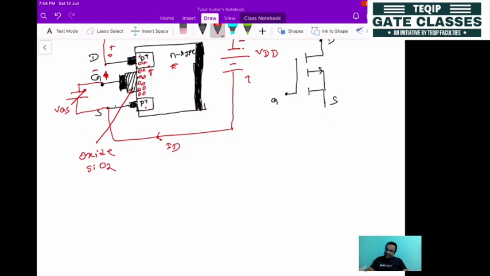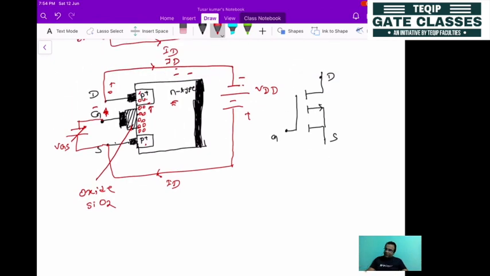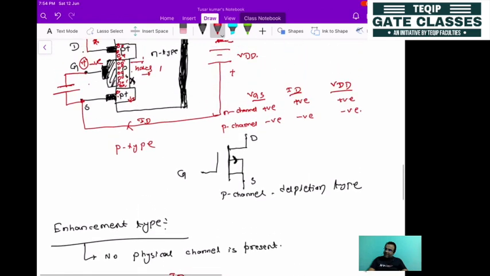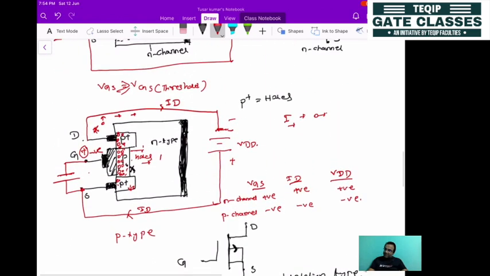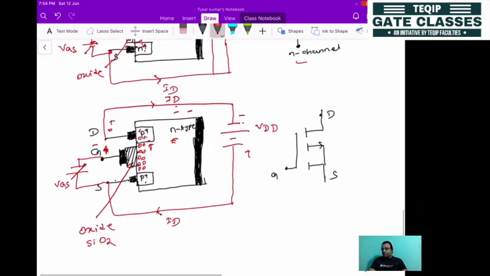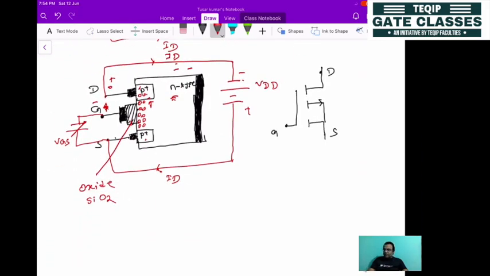If you see all the cases, whether it is enhancement type or depletion type, in all the cases you are putting one oxide layer. That is nothing but the input circuit. In the input circuit, you will find the input resistance due to the presence of this oxide layer. That will be in mega ohm. The input resistance is very high.